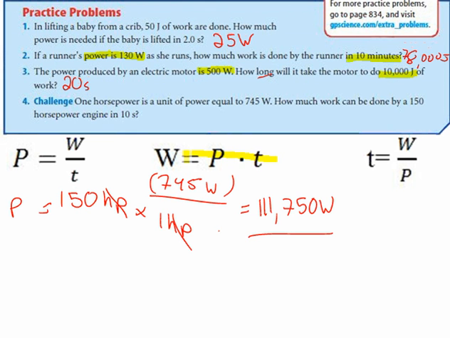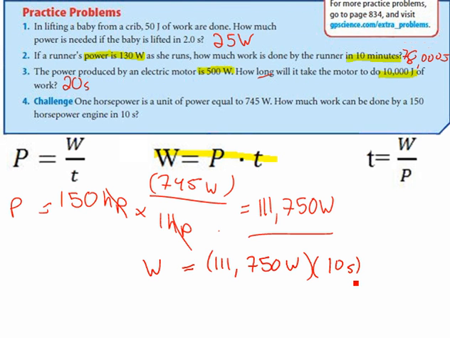So now when we look at the equations, we're going to use the work. We know power, and we just need to know how much work is being done. So we're going to use the work equals power times time equation. So let's plug that into our equation now. So we got work is equal to the power is 111,750 watts, and we're going to multiply that by the amount of time, which was 10 seconds.